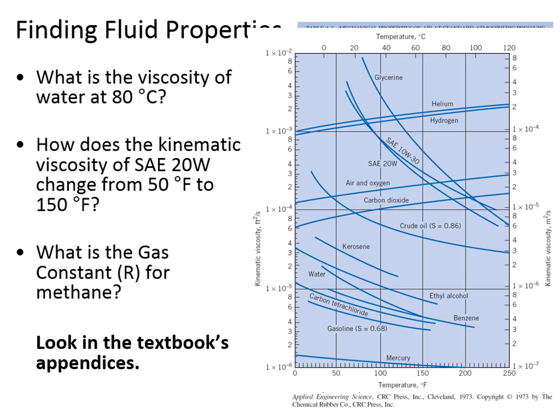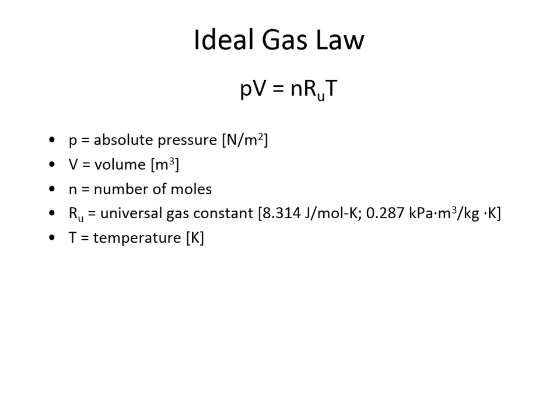And a chart showing change in viscosity as a function of temperature. There's lots of information in the tables, is the point. All right, we're going to finish off with just very briefly touching on the ideal gas law. And you probably remember from chemistry, PV equals nRT.